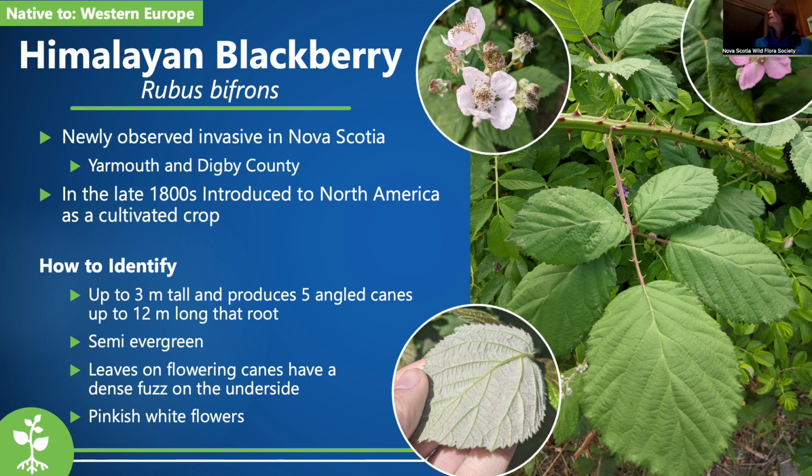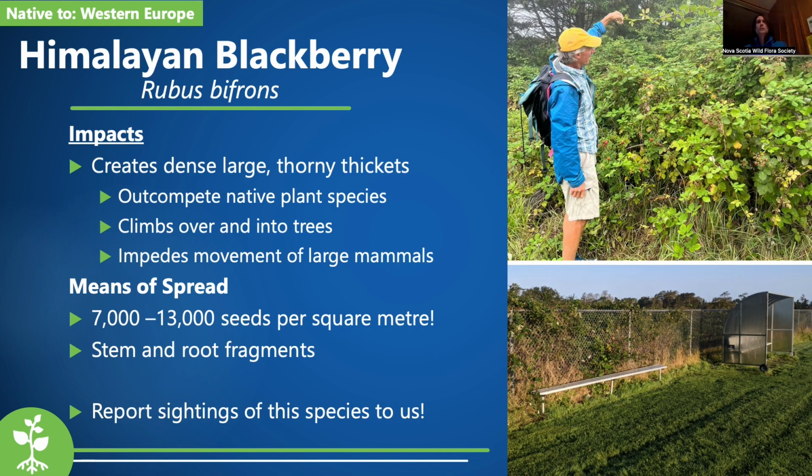So in terms of impacts, it creates these really dense, large, thorny thickets that outcompete native plant species. Nothing can really compete with it. It climbs over and into trees and impedes the movements of large mammals. It is very difficult, if not impossible, to move through these thickets.